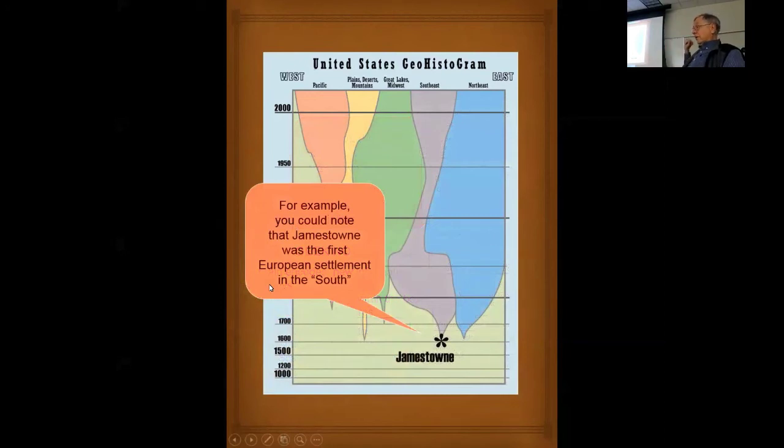Well, one thing is you put points on it. Anything that's got a date and a place, you can put here. And I can put Jamestown there, you know, the first settlement of the region that gets called the Southeast.